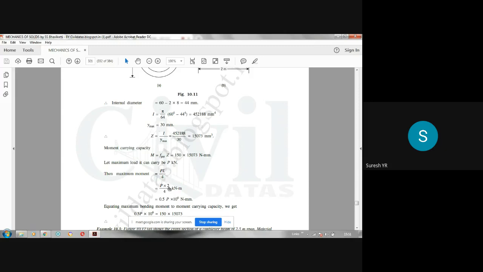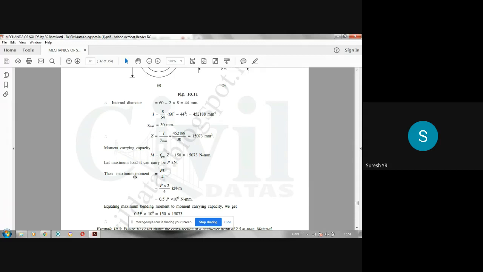So L is 2 meters here. So PL by 4 is 2P by 4, that is 0.5 times P. Into 10 power 6, it will be Newton millimeter. So kilonewton meter is converted to Newton millimeter. Now we have to equate these two. Similar procedure: moment carrying capacity should be equated to maximum bending moment.